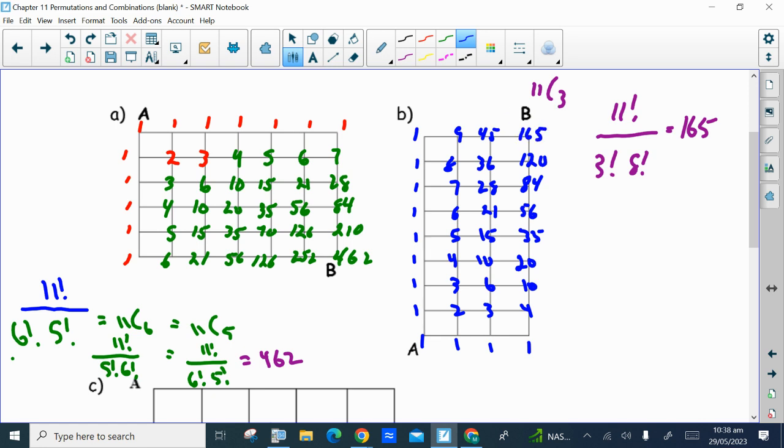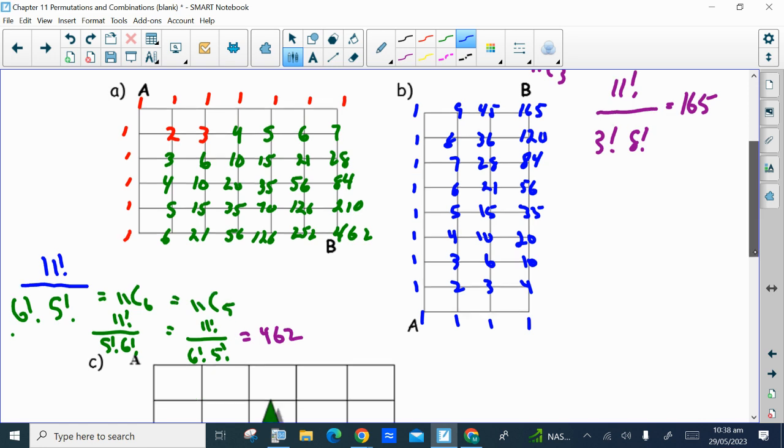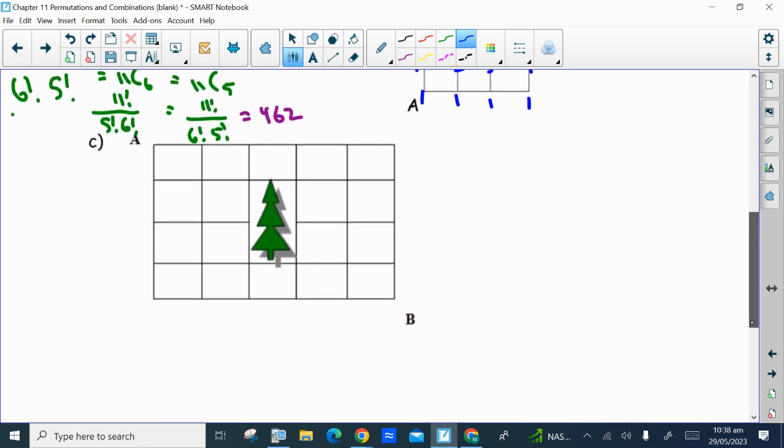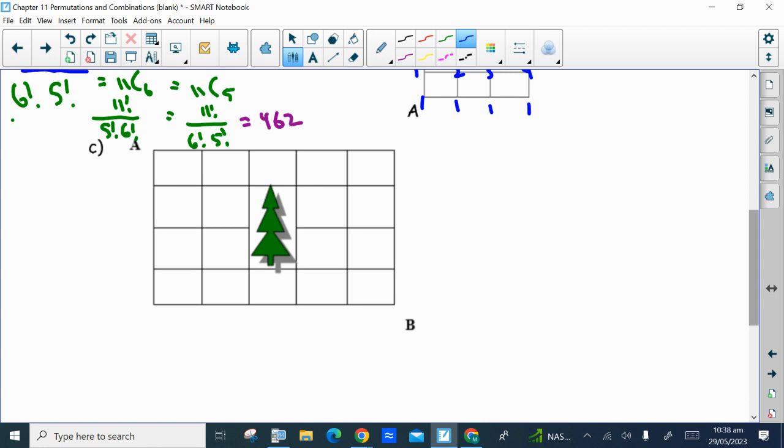We get the same answer, 165. All right, now for question C, we cannot use combinations for this because there's a piece in the middle that the person would have to go around. So we have no choice here but to use Pascal's triangle.